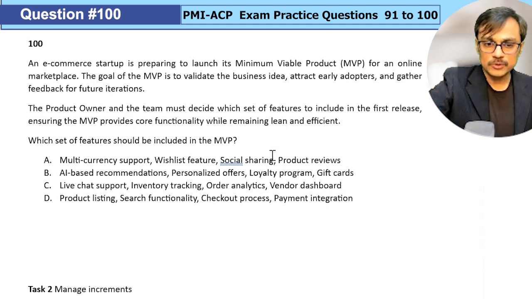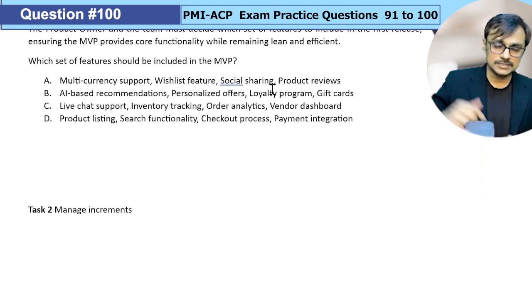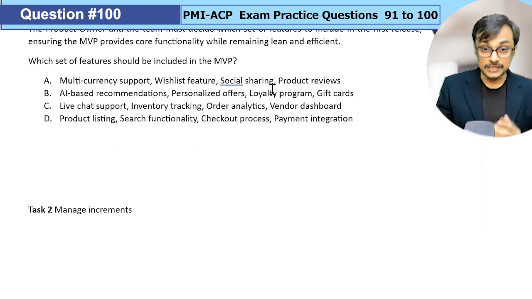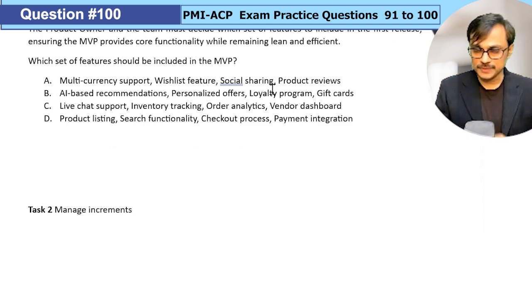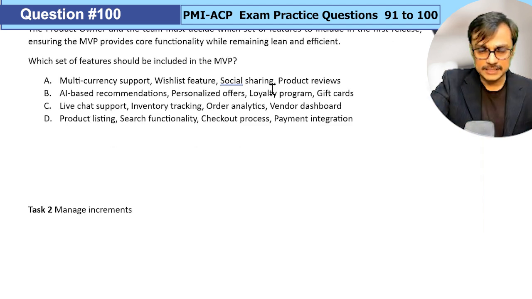This question is also mapped to manage increments. We did a similar question before, but that was relatively easy. Here you have four things to choose from, but we need to apply judgment based on the question details. So these were 10 questions for your product delivery domain.